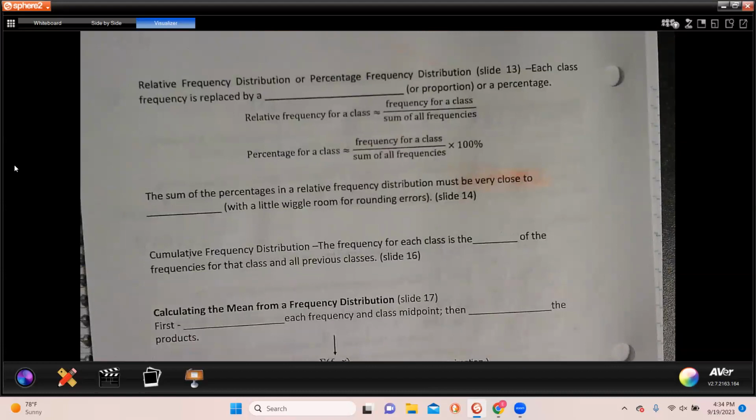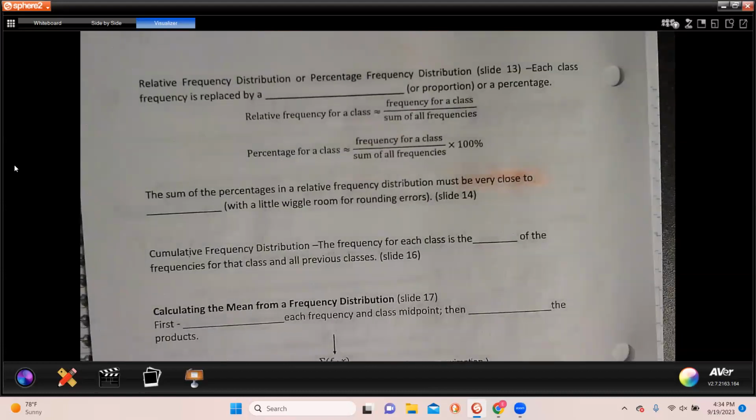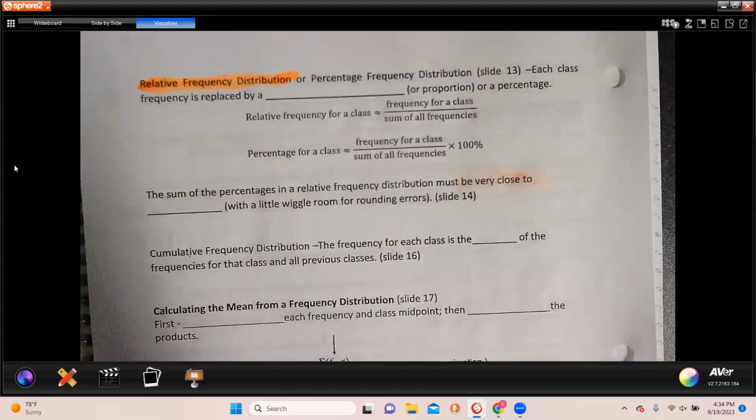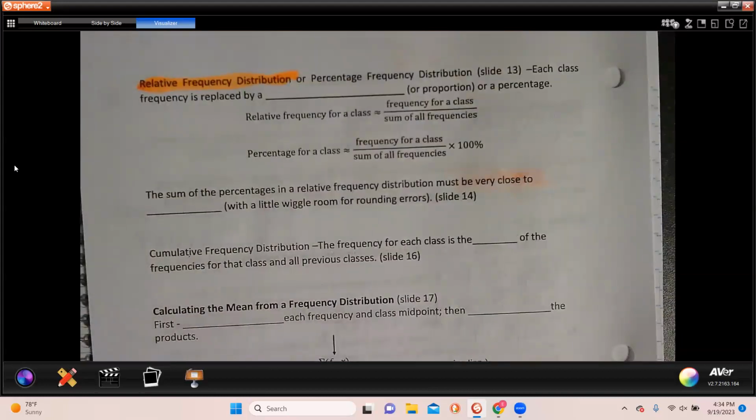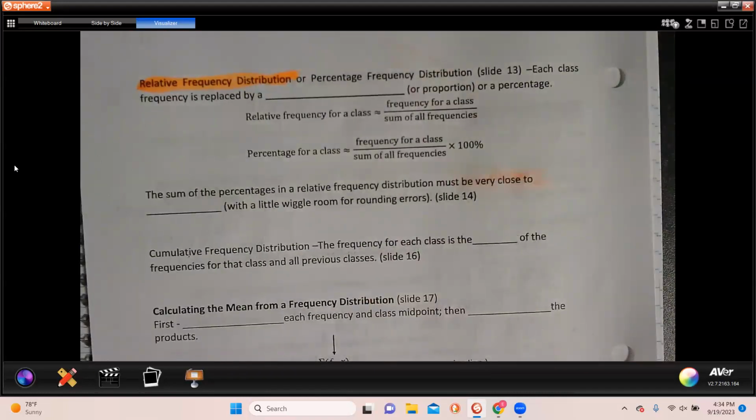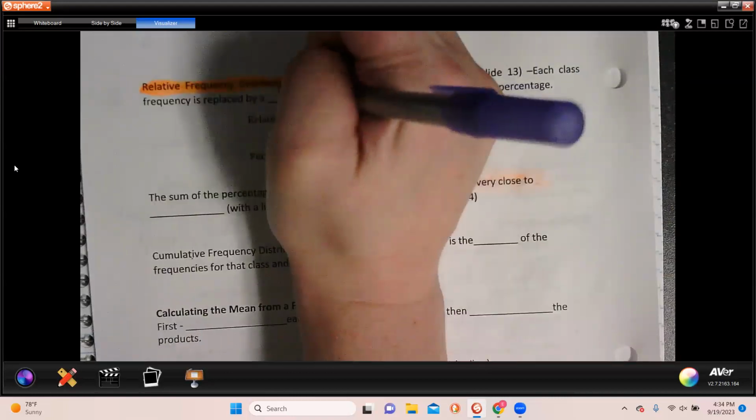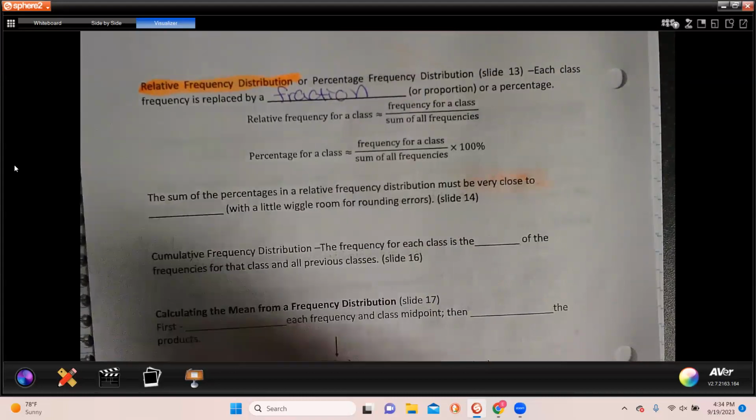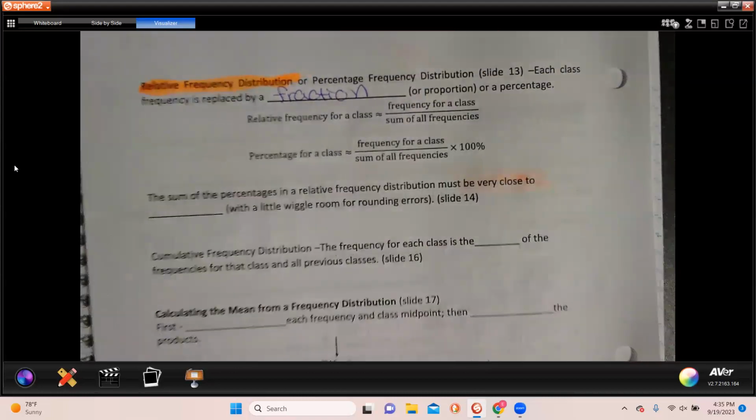All right, so a relative frequency distribution. Okay, this is just a little bit different, but not by a lot. It just means instead of the frequency, instead of the counts of how much each thing happened, I wanted to deal with the proportion or percentage of each of these frequencies. So it's not particularly different, but different enough. So each frequency should be replaced by a fraction, which is a proportion, or a percentage, one or the other.